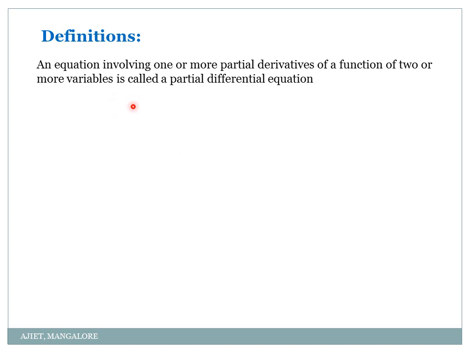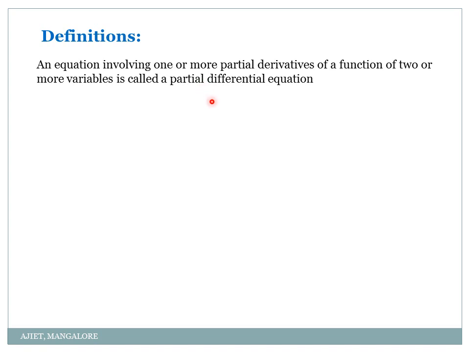Many students, whenever I take class, I ask the basic things, what is a differential equation? If you know what is a differential equation, then I can tell you what is a partial differential equation. So what is a differential equation? An equation which involves a variable as well as its derivative is known as a differential equation in a simple way, correct? Same way, what is a partial differential equation? An equation which involves one or more partial derivatives of a function of two or more variables is called a partial differential equation. Before that, I'll just tell you what is partial differentiation.